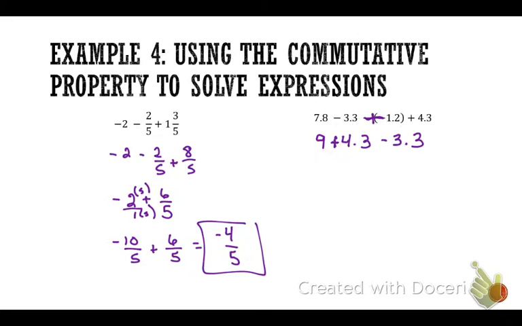You really can do it either way. When I'm looking at this, I think, well, 4.3 minus 3.3, that's pretty easy. It's 1. 9 plus 1 is 10. All right? Now, commutative property, guys, you're going to end up doing a lot of that in your head. But I want you to start rearranging those numbers to make it easier to add and subtract.